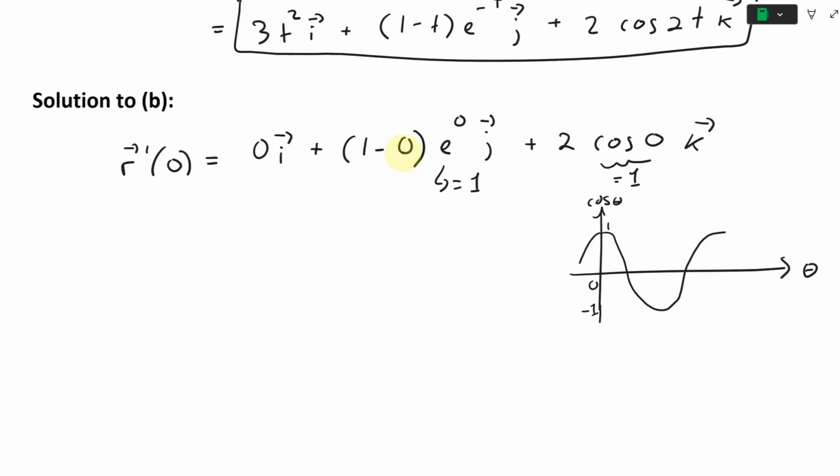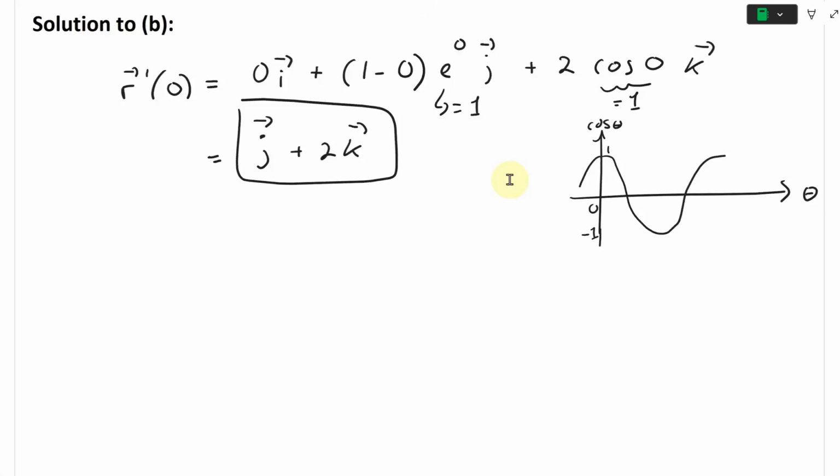So then what this equals, well, this equals 0i. That's just 0, and then we can just ignore it. Now this one right here, 1 times 1, that's just going to be 1, so we'll just put a j. And then 2 times 1 is just 2, so plus 2k vector. This is j, and there's the k. So that is our vector, our tangent vector at t equals 0.